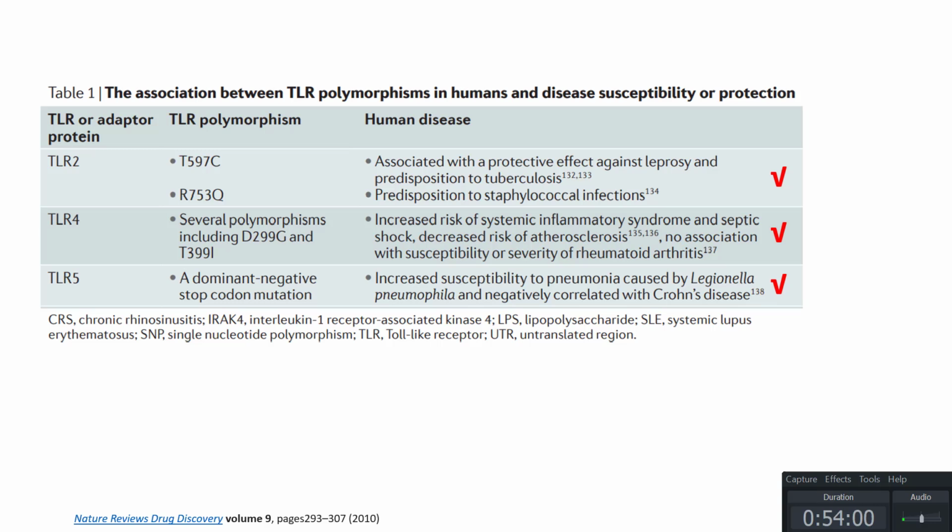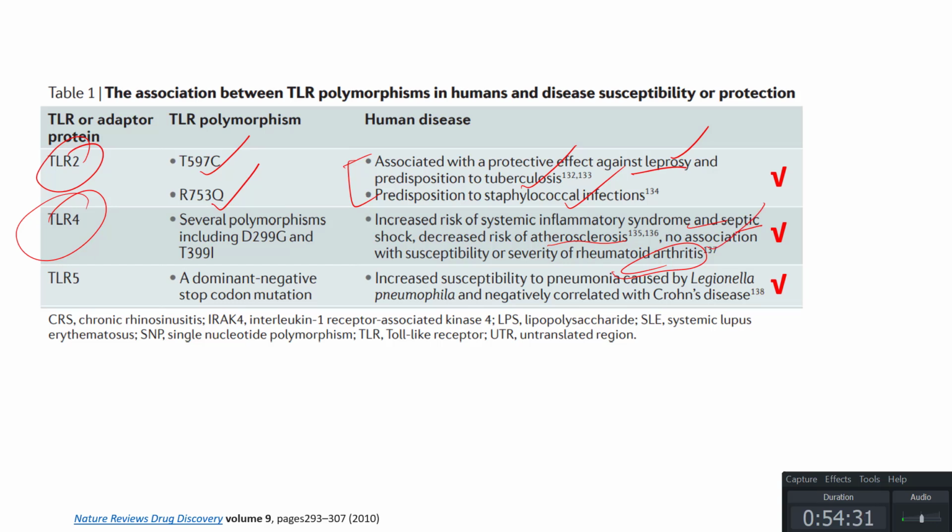And these are the other polymorphisms that we can talk about, such as TLR2, which has the T972C polymorphism, or the R753Q polymorphism. So that leads to a protective effect against leprosy, and then predisposition to tuberculosis, and predisposition to staphylococcus infection. And TLR4, that we have seen so far, leads to inflammatory syndrome, septic shock, decreased risk of atherosclerosis, and no association with susceptibility to rheumatoid arthritis.